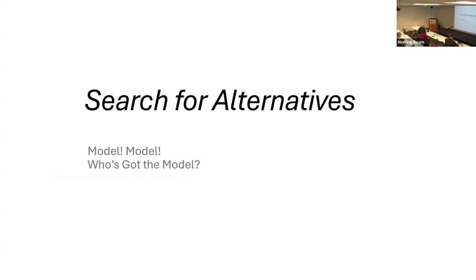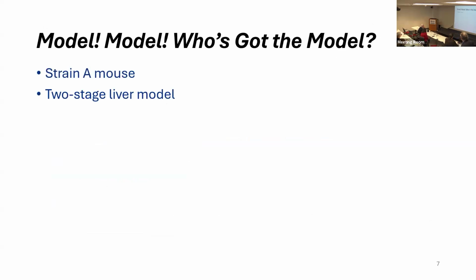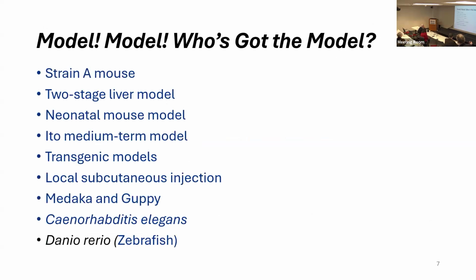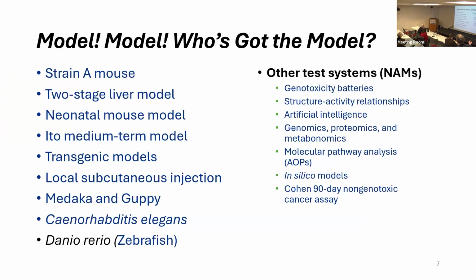Well, when we think about animals, who's got the model? What's the model we're going to use? Well, I'm just going to list for you bunches of models that people have come up with. And there are all kinds of models that are out there. Probably the one in vogue right now is the zebrafish, and the worm is also there.